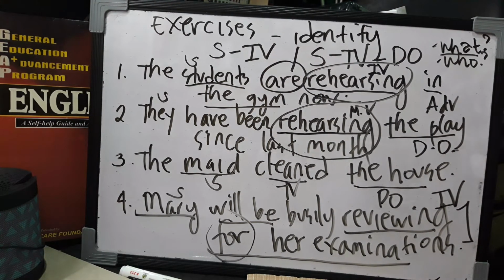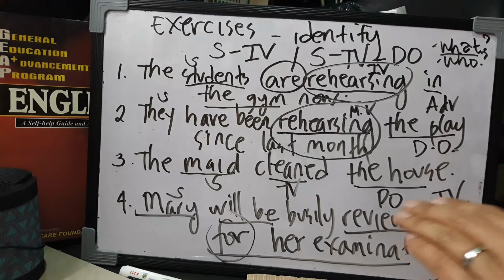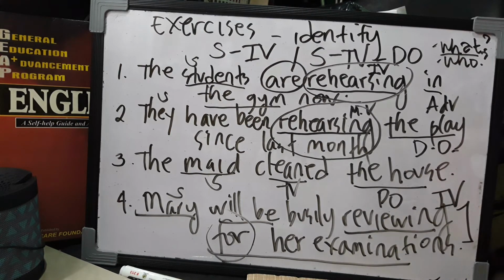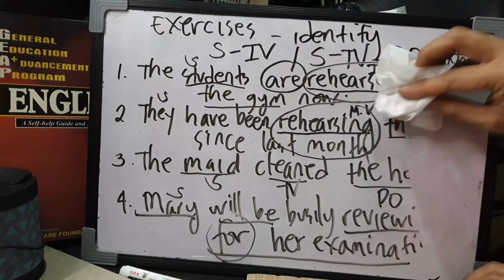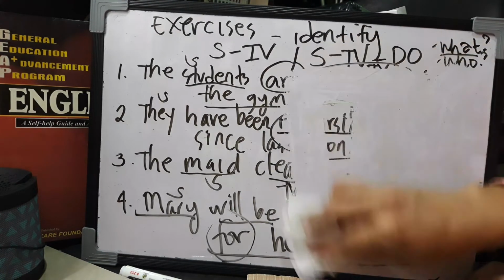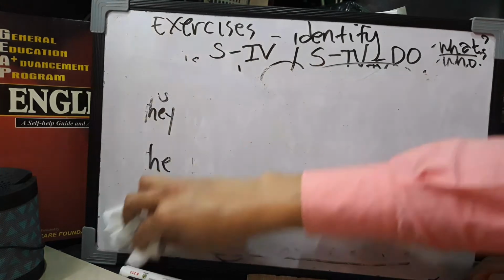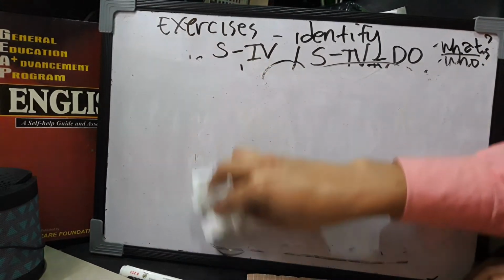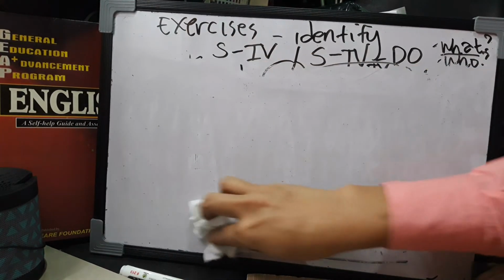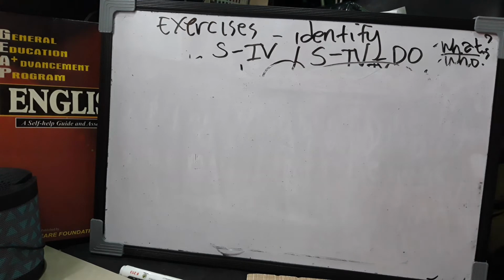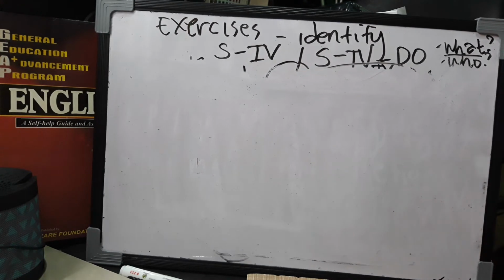You should know how to identify the sentence construction of a sentence when you read an article or when you read any essay like that, or when you do speaking. At least you should know, is it SIV or is it what? STVDO. Okay, guys, let's have more examples.